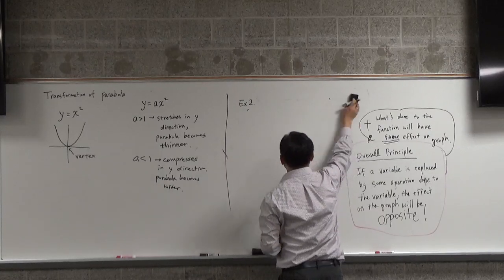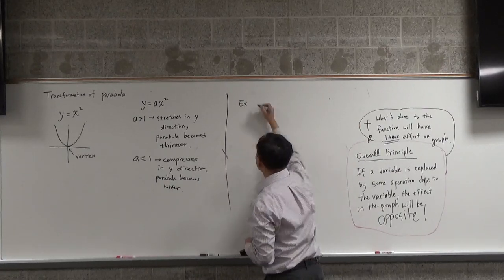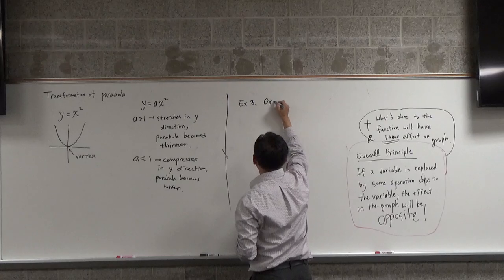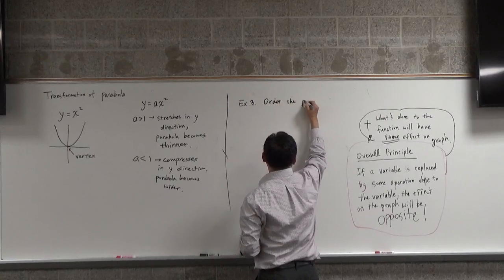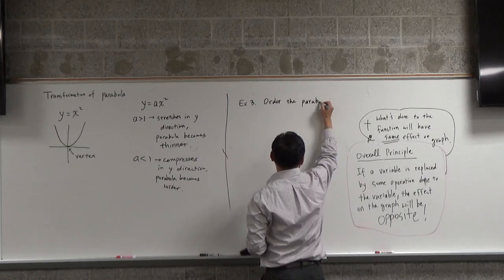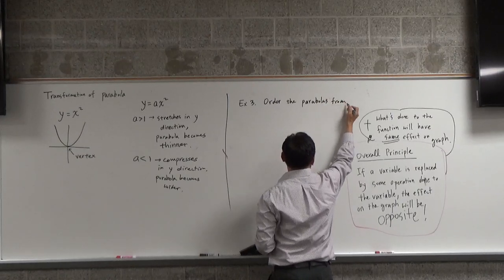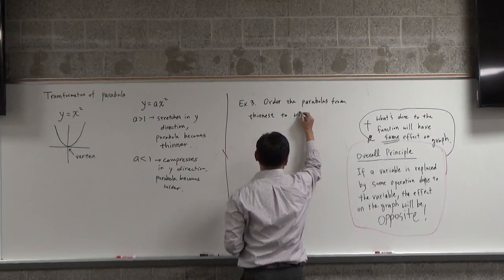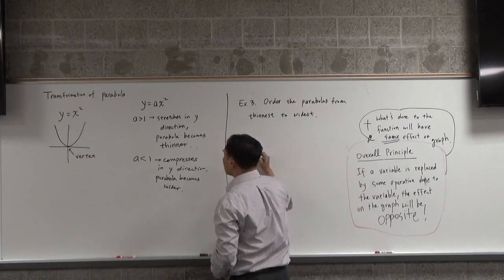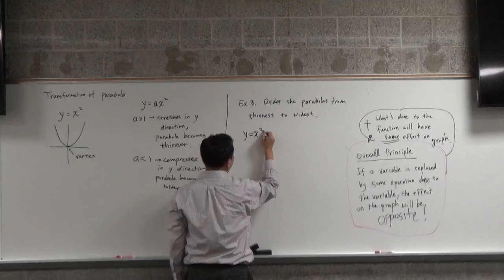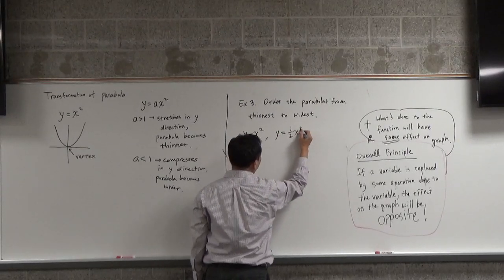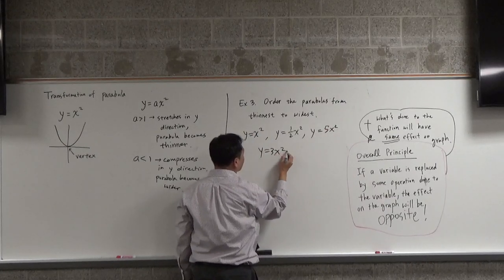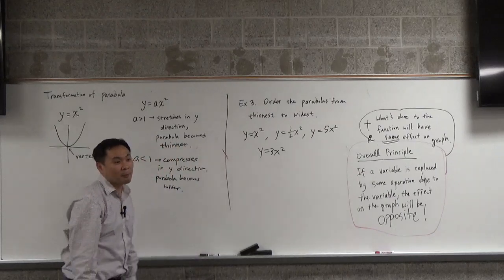So given this, example 3: order the parabolas from thinnest to widest. Okay, and let's say you have y equals x squared, you have y equals 1/2 x squared, you have y equals 5x squared, and you have y equals 3x squared. Okay, so which one's thinnest?